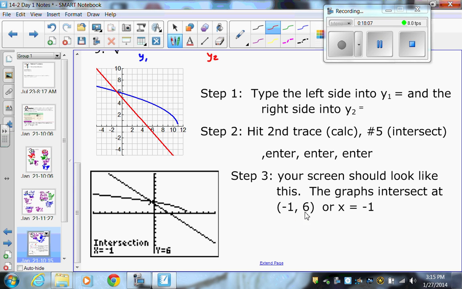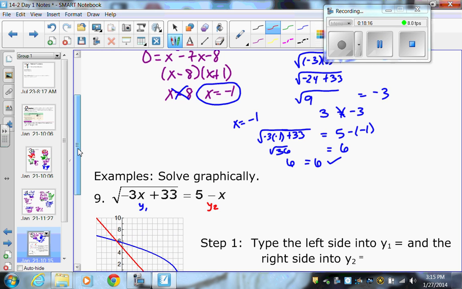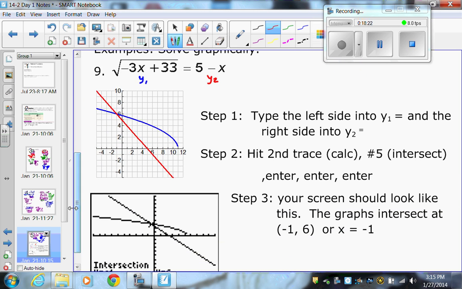So if the ordered pair is negative 1, 6, your answer would be x equals negative 1, which if you go back to when we solved it algebraically, that is what we got, x equals negative 1. Our other option was x equals 8, but you can clearly see on your graph here, x equals 8, they do not intersect. In fact, one's above the x-axis and the other is below the x-axis.